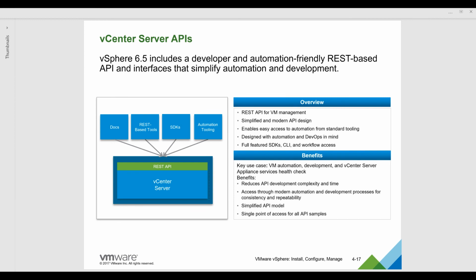Some of the benefits: it reduces API development complexity and time. You get access through modern automation and development processes for consistency and repeatability. You have a simplified API model and a single point of access for all API samples. As you see here in the main slide, we have our vCenter server sitting here with a REST API, automation tools, SDKs, REST-based tools, and any documents pertaining to it.